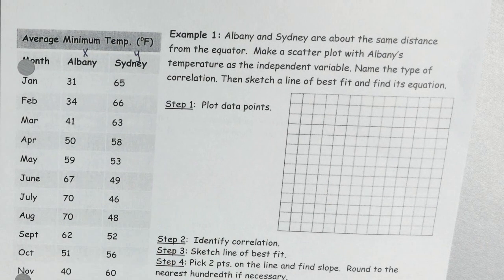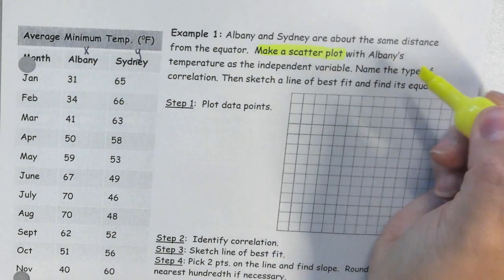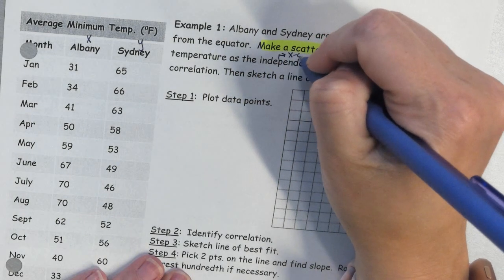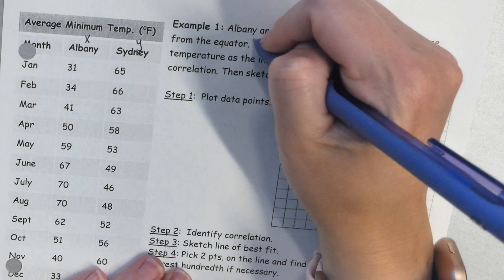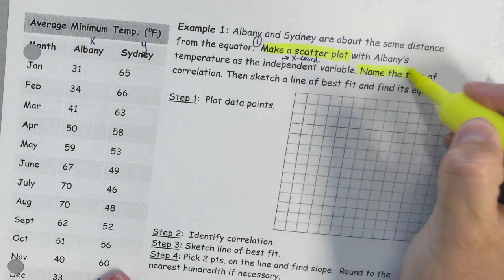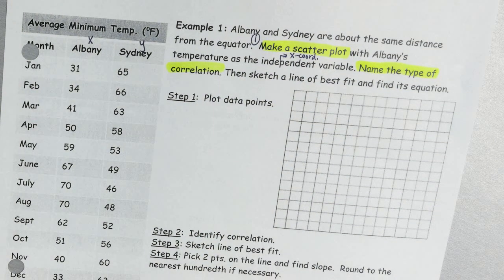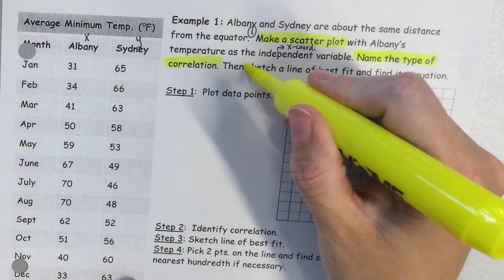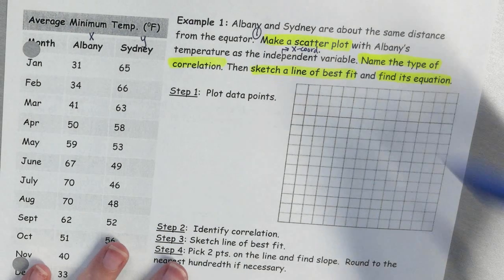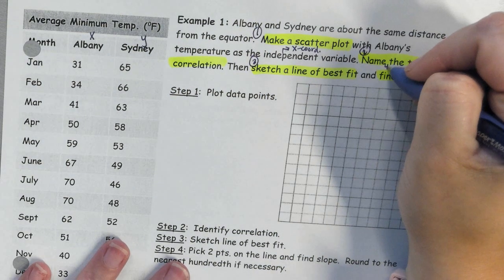Yeah, me too. So when you're making the scatter plot, okay, with Albany's temperature as the independent variable, just know that they're telling you that's going to be your x coordinate. Okay, and that's the first thing we're going to do, make that scatter plot. After that, we are going to name the type of correlation. You can see I've broken these down into steps for you. That's to help you when you're doing your homework so you don't miss one of these. And then we're going to sketch a line of best fit and find its equation. Okay, so lots of fun to be had with this problem. So there's 4 different things that we're going to do.